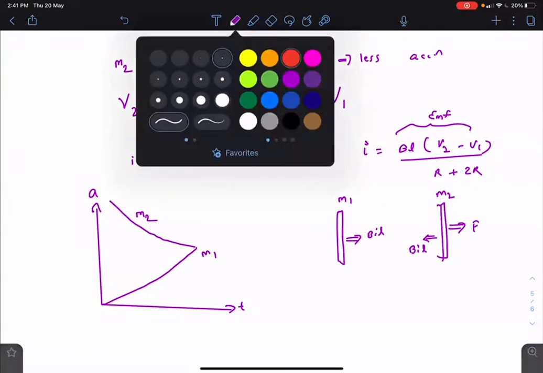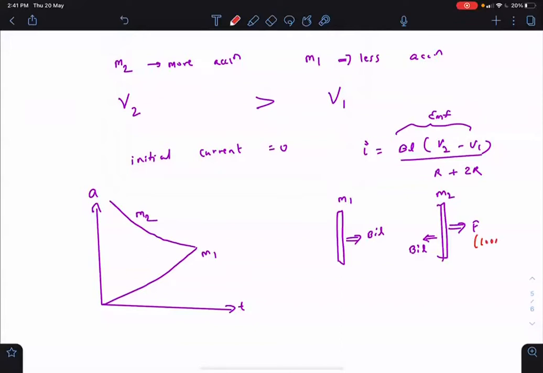Let's say initially F was very large, maybe 100 Newton, but this BIL force was like 1 Newton. So almost like 99 Newton versus 1 Newton. So acceleration of M2 was more. But because of more acceleration, M2 gains more velocity V2. So gain in V2 is more.